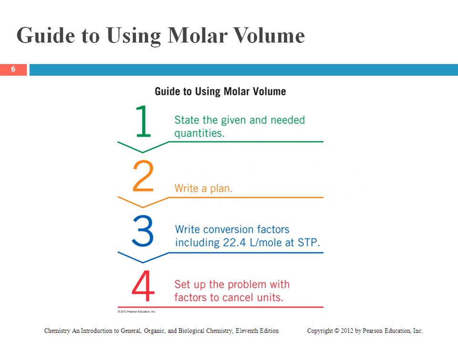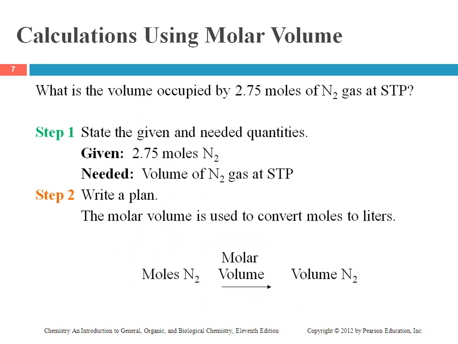So how can we use molar volume in our conversion factors, or for converting from one thing to another? Basically, it's the same as we have been doing. You can state what you're given and then what you need. So we can write out what we're given, we make the plan, and then we use our conversion factor, which we've just shown is 22.4 liters per mole at STP. And then you can set up the problem and cancel your units. So if we want to know what's the volume occupied by 2.75 moles of nitrogen gas at STP.